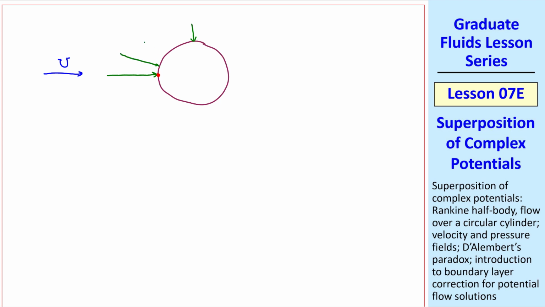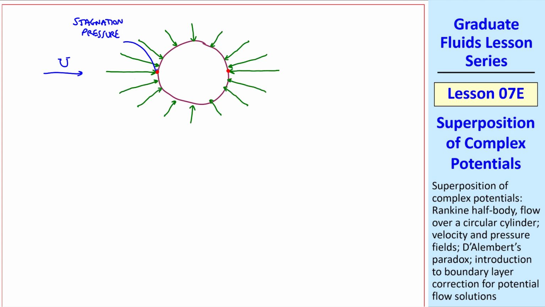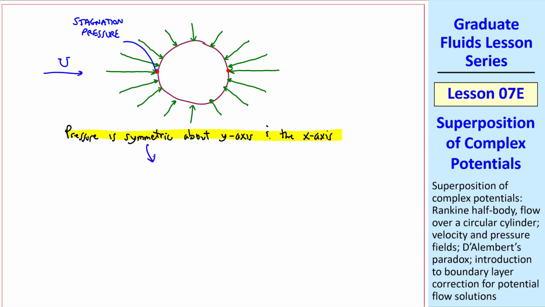Pressure is everywhere perpendicular to the wall, and it decreases from the stagnation pressure at the stagnation point to its minimum pressure at the top. This pressure field is symmetric from front to back and also from top to bottom. In other words, pressure is symmetric about both the y-axis and the x-axis. Because of the symmetry, there is no lift and there is no drag.